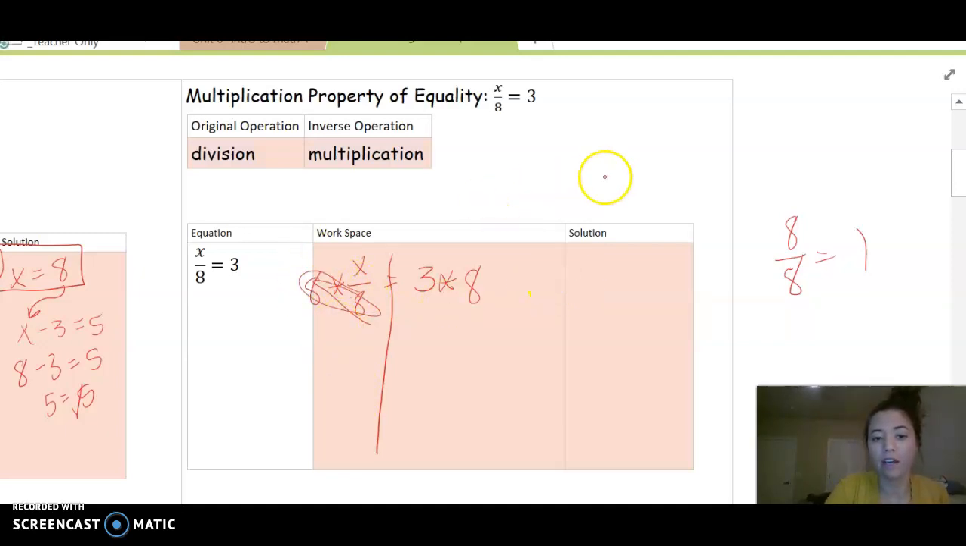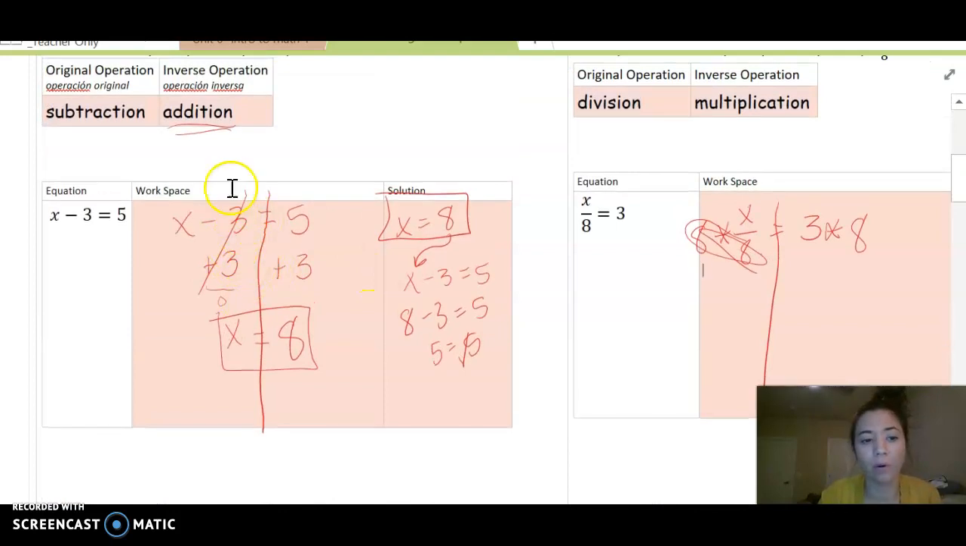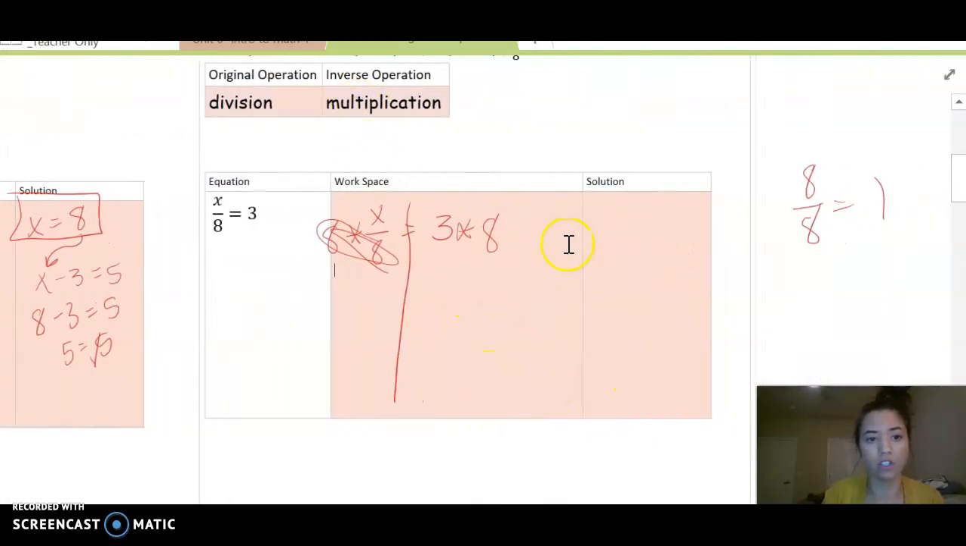Kind of just like how when we subtracted and added over here, the point of doing the inverse made it cancel out and go away. The same thing happens here when we do our multiplication. So by multiplying by the denominator, my 8's are now gone, and I just have x left over. And then now I can do 3 times 8, which gives me 24.